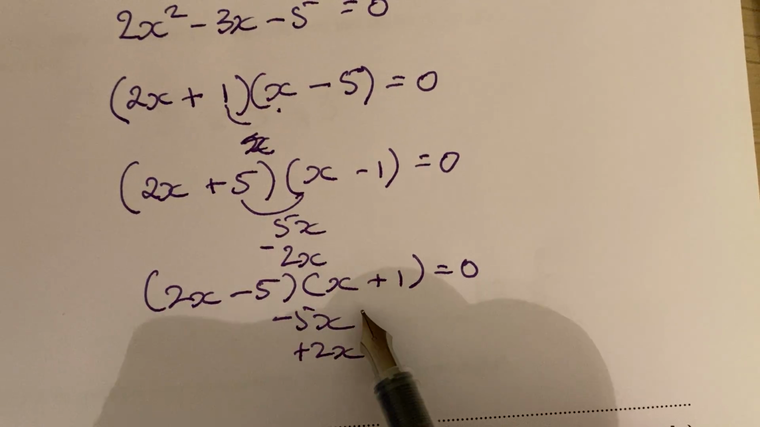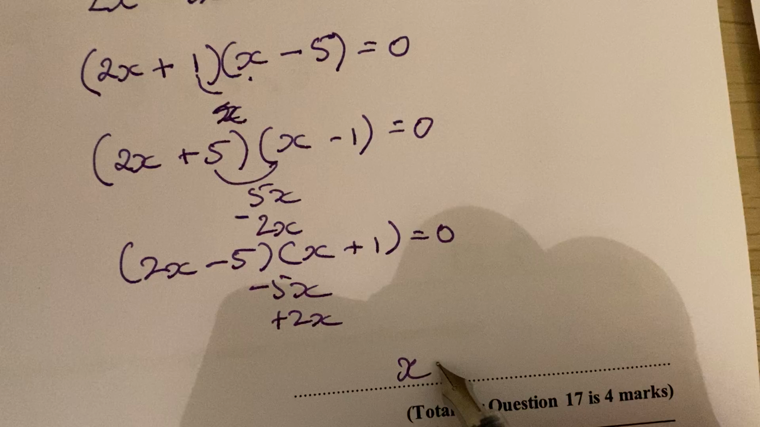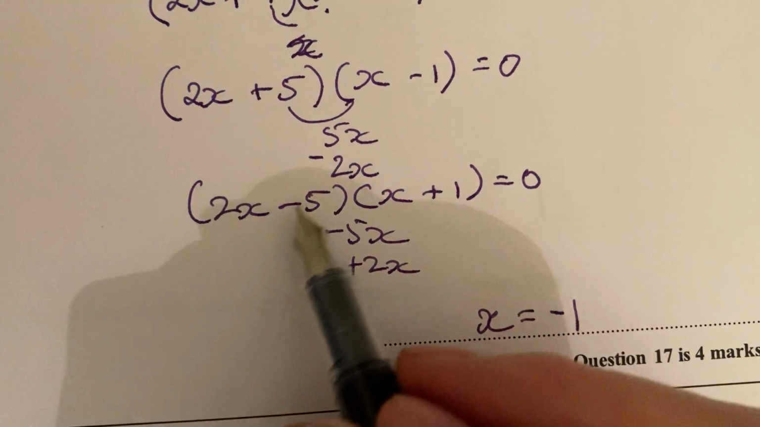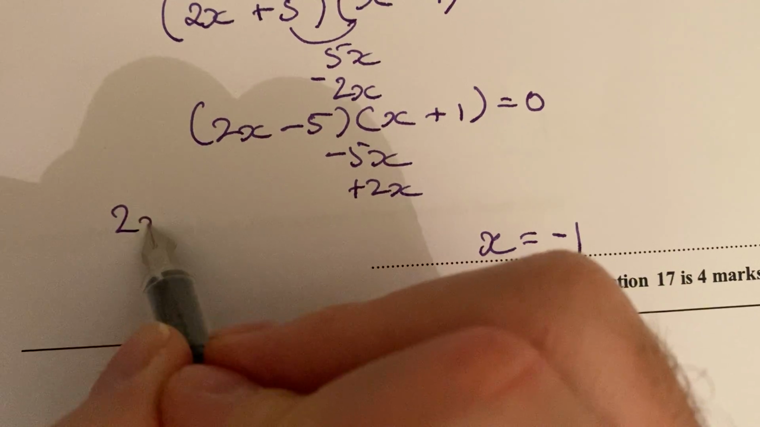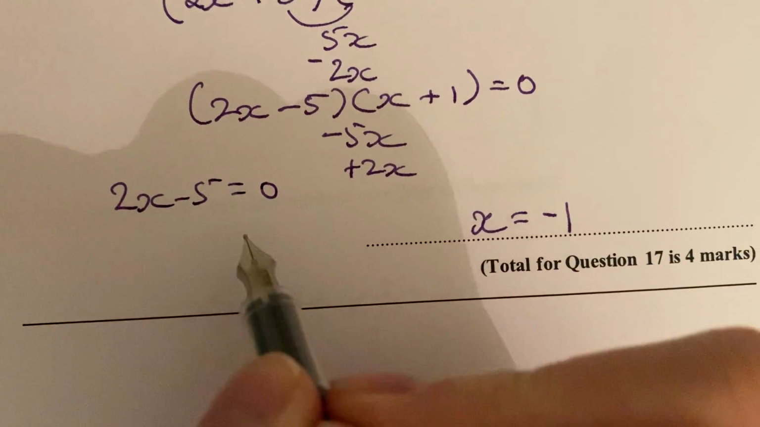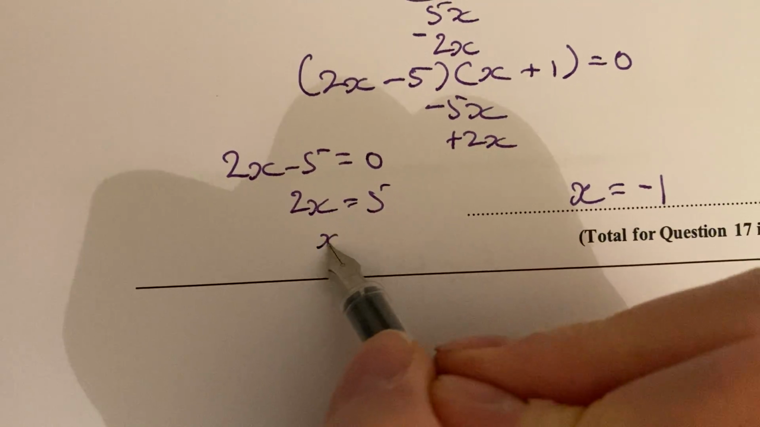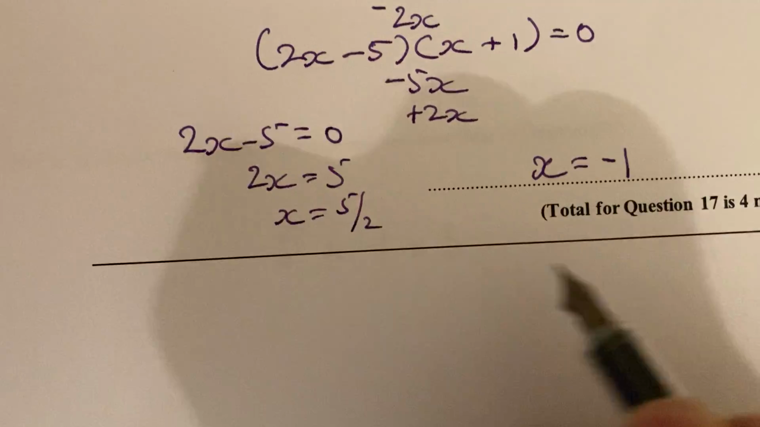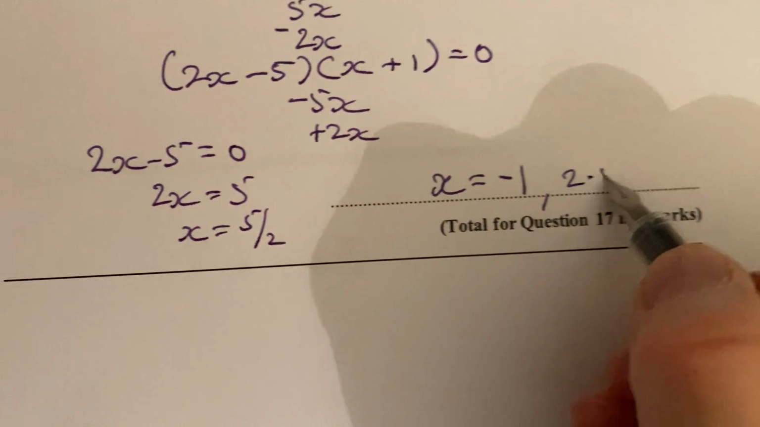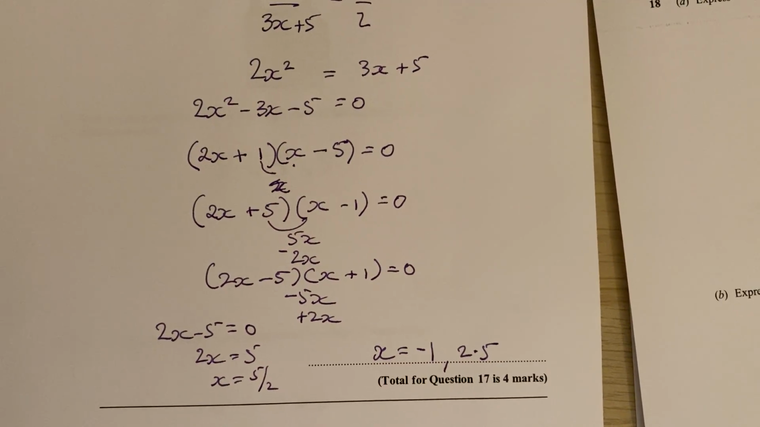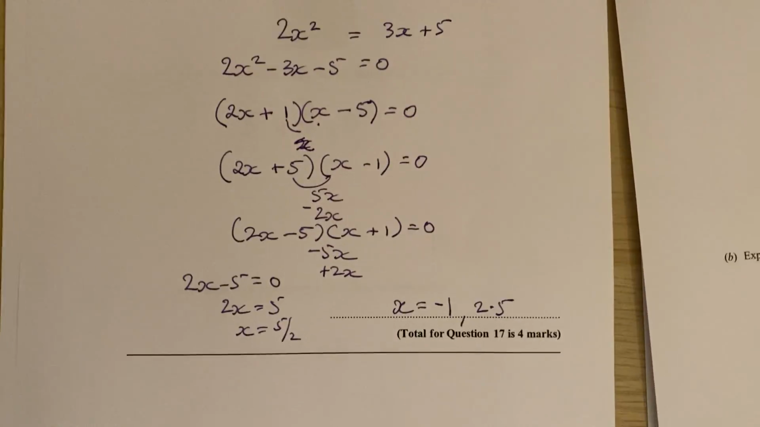That's what I want. Now for this to work, x must either equal minus 1 for that bracket to equal 0, or for this bracket to equal 0, a bit more work, I need to add 5 to both sides and then divide by 2. 5 over 2, 2.5. There you go. Quite complicated, that one, but hopefully you can see how to do it now.